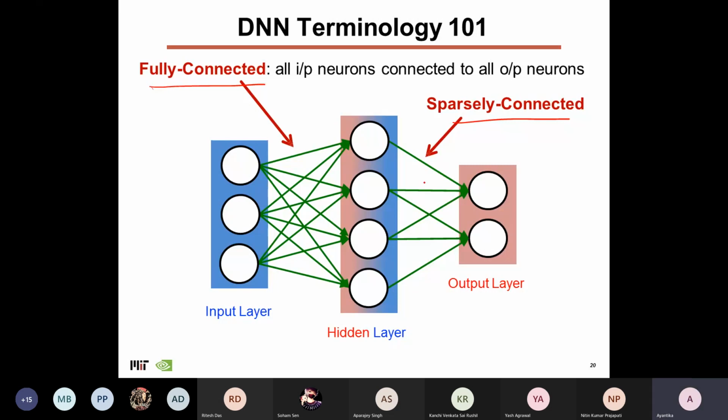But here, you can see that some nodes are connected, like there is no connection between H1 and O2. If you see, there is no connection between these two nodes. That means based on your features, it may happen that some nodes are connected or some nodes are not at all connected. So based on that, there are two types of DNN architectures. One is fully connected and one is sparsely connected.